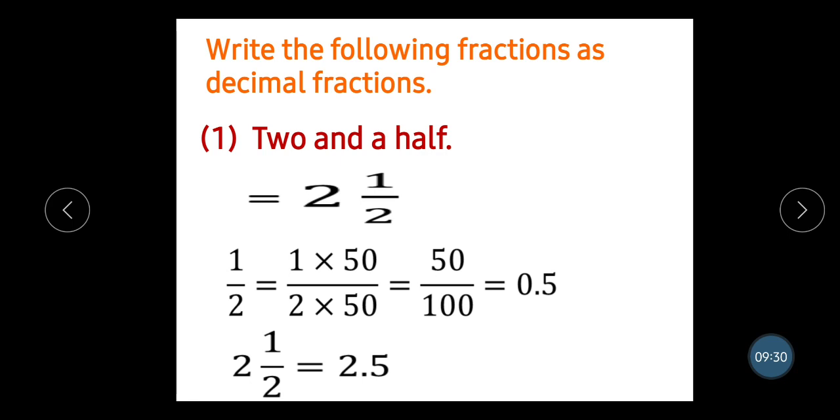Now what we have done over here is, I have taken the multiples of 50, so we get the denominator as 100. Now here 0 cancel, what remains is 5/10. 5/10 is written as 0.5. Now children, half is written as 0.5. Now 2 is remaining. 2 plus 0.5 we will get 2.5. So 2 1/2 in decimal form is written as 2.5.